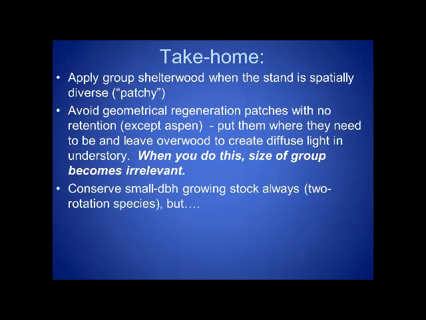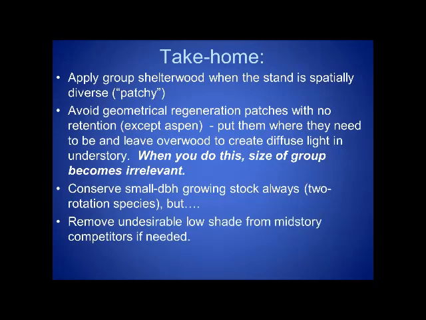Always take every opportunity to conserve this small diameter growing stock, right? These two rotation species, so we know what those are. But there are ones that are not like that, like beech, and I suppose beech, if it were free of disease, would be like this, but it isn't. Most beech is diseased, and if you leave it down there, it will block regeneration of the better species. So we need to think about that as offending low shade and get rid of it. Same with fir, same with striped maple, other things like that.